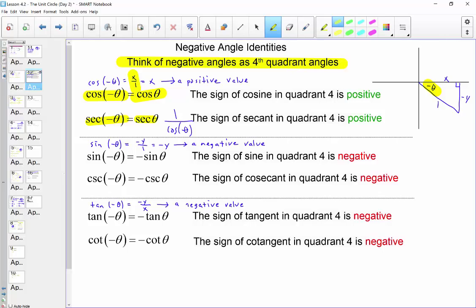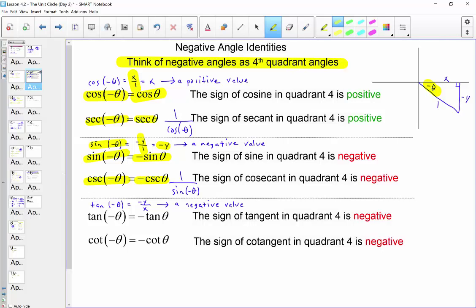Continuing on, we have the sine of negative theta. Again, looking at a fourth quadrant angle, the sine of negative theta would be negative y over 1, which is a negative value, negative y. So the sine of negative theta equals a negative sine of theta. Likewise, the cosecant of negative theta is equal to 1 over the sine of negative theta. And since we've just shown that the sine of negative theta is negative sine of theta, then it's a negative value. So the cosecant of negative theta equals a negative cosecant of theta.